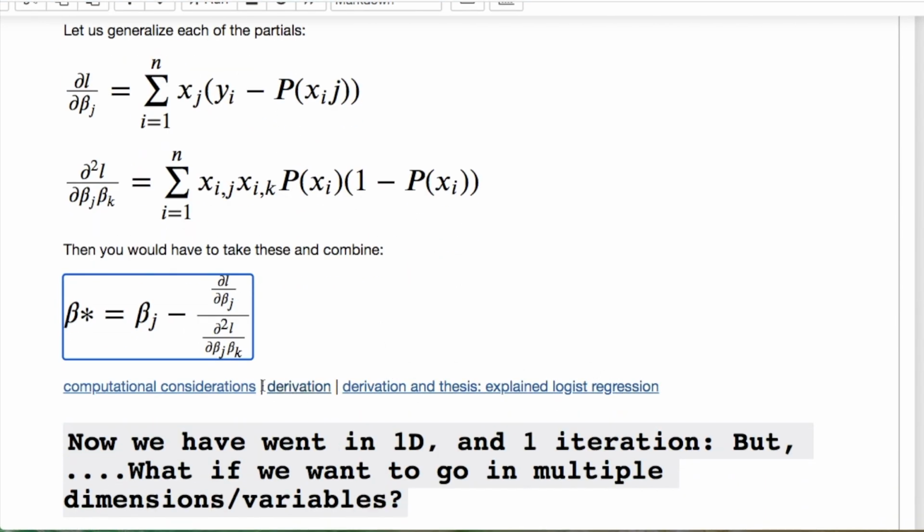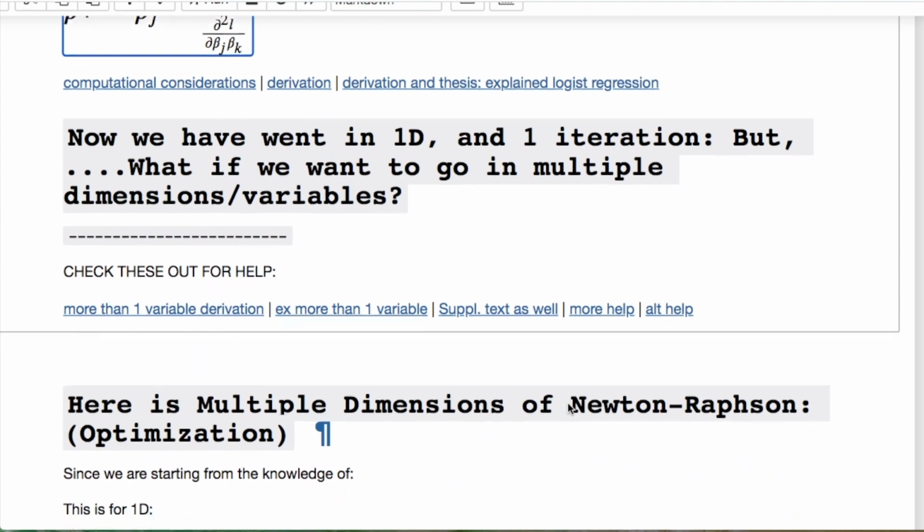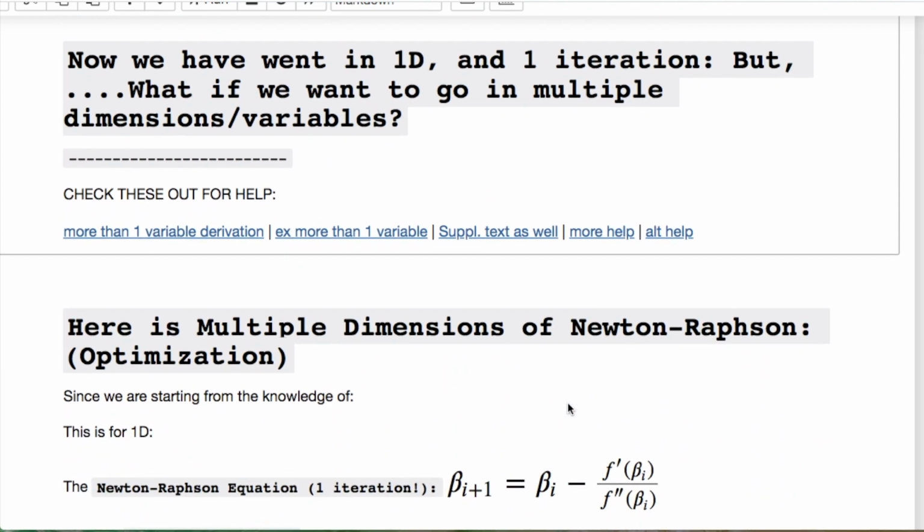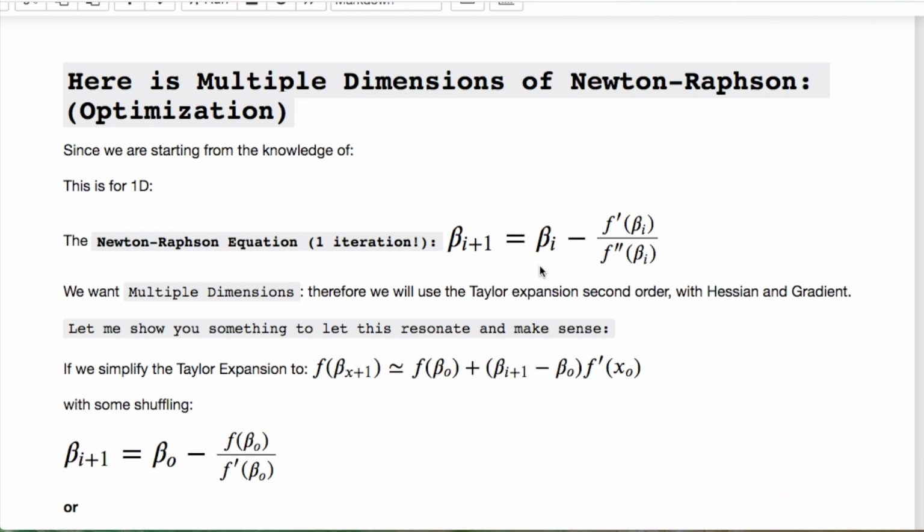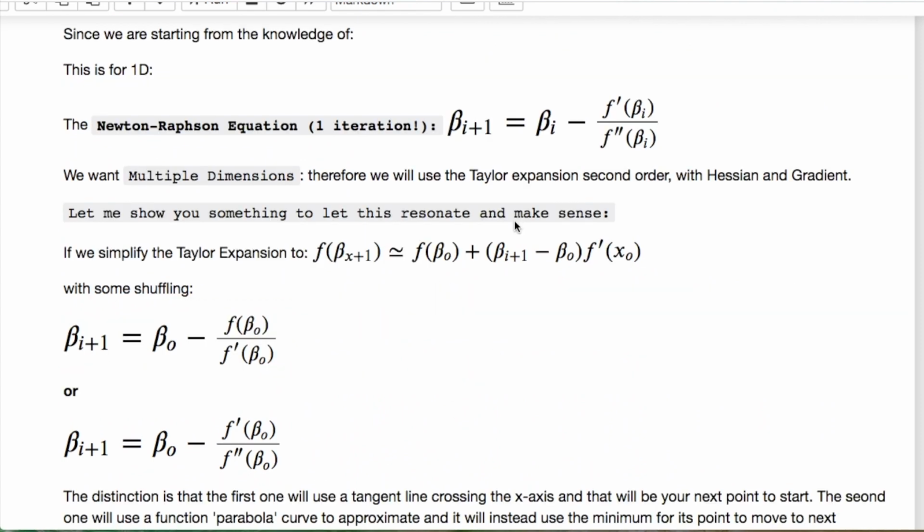I left quite a bit of examples for you to look at derivations and everything like this if you need to go further. We're working right now in the 1D situation with one iteration. If you want to go into multiple dimensions, here's a lot of text that can get you further. And here's the basic gist of it. You still have the same situation, right? But in order to go into multiple dimensions, you have to use Taylor expansion, gradients, and the Hessian.